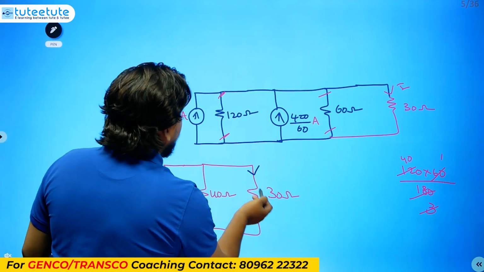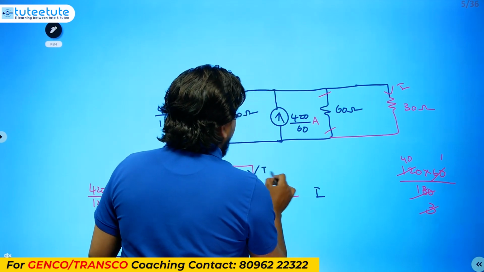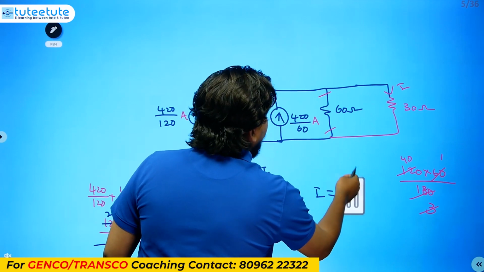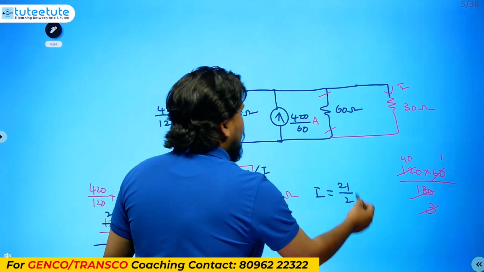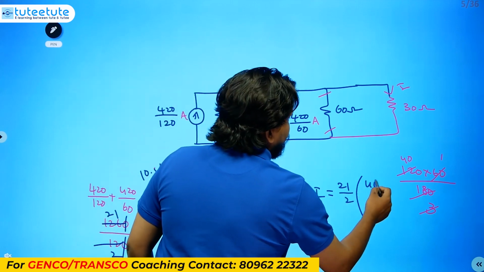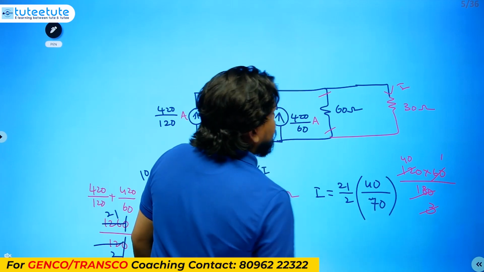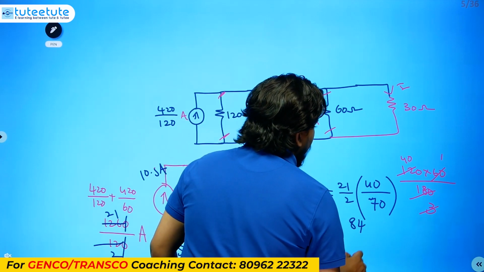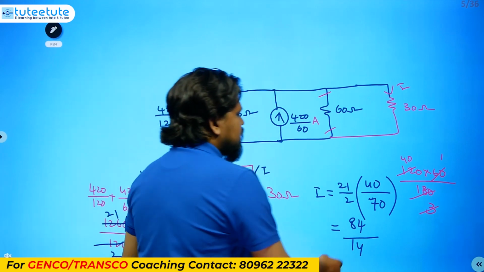How much is going here? If you use the current division, we need the current here, so this is I. I equals 21 divided by 2, we will use it like this only for easy calculations, into, if you want the current here, we need to use the opposite resistor, 40 divided by 40 plus 30, which means 70. So 21 into 4 is 84, then 84 divided by 14 is 6.